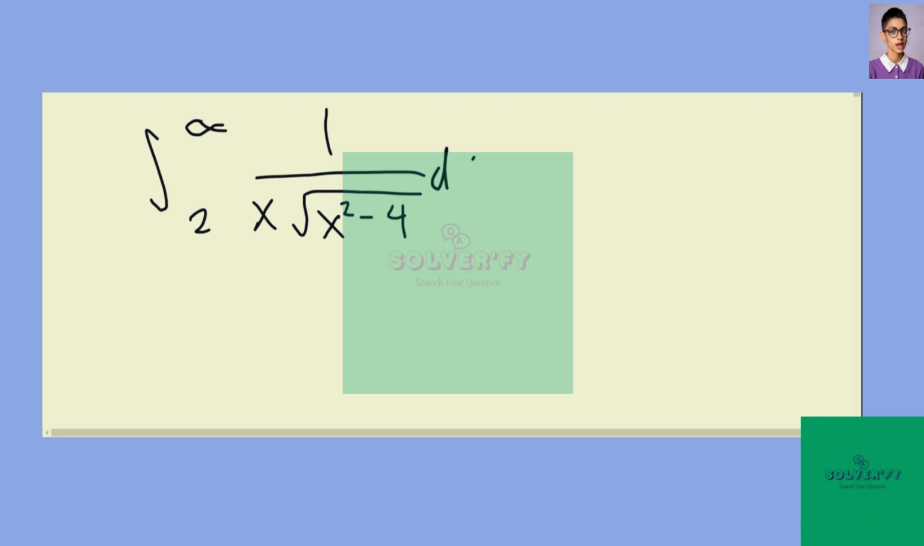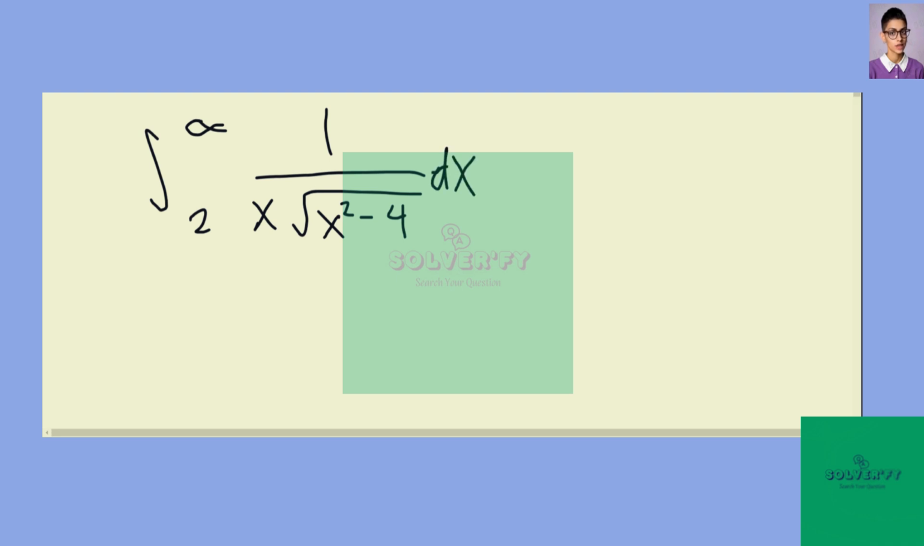We're given an integral, and we're asked to evaluate this integral by the same method as in exercise 55. So the integral is from 2 to infinity of 1 over x times the square root of x squared minus 4 dx.